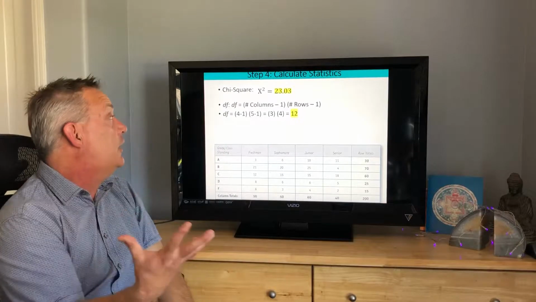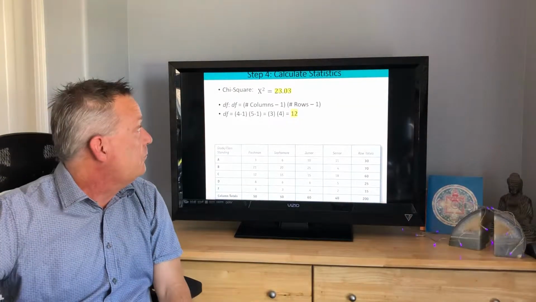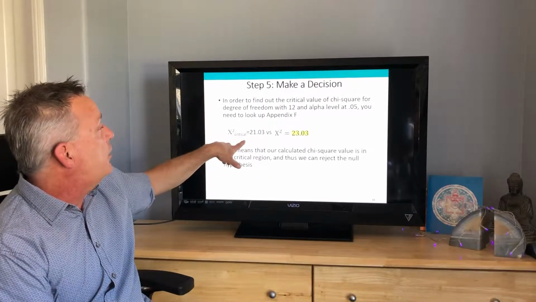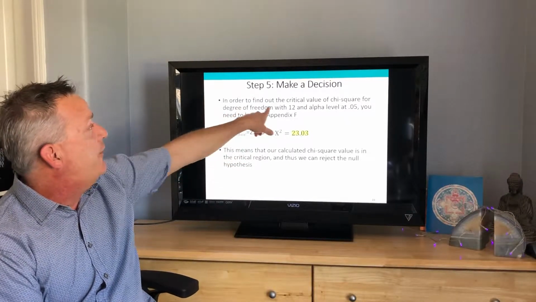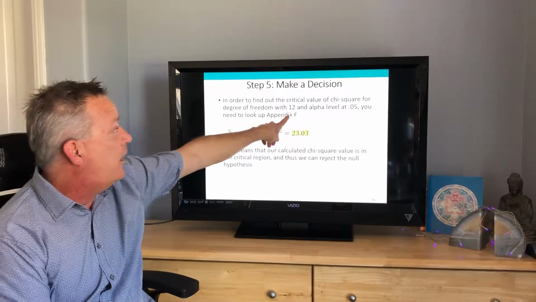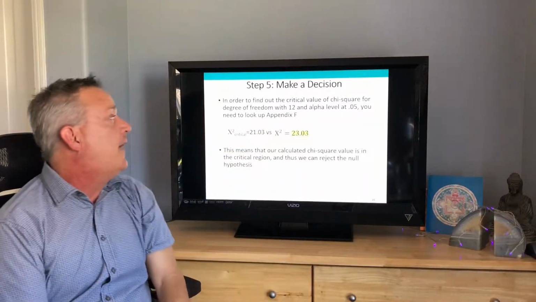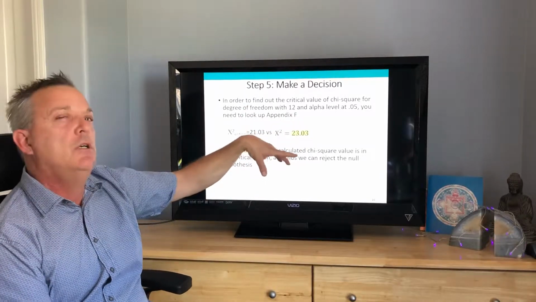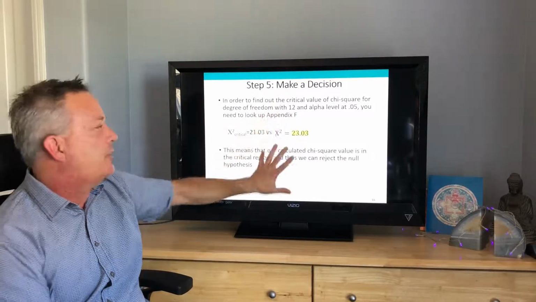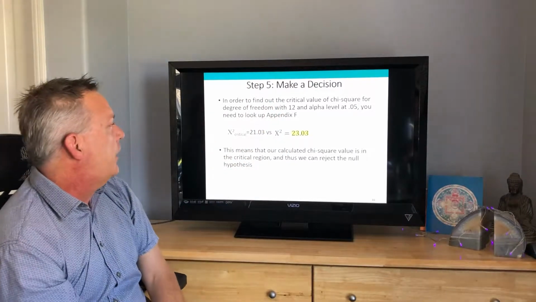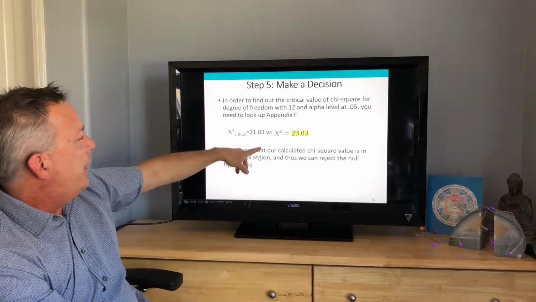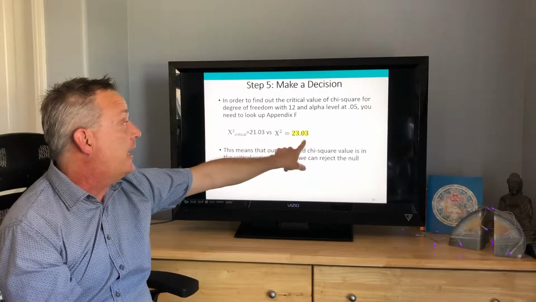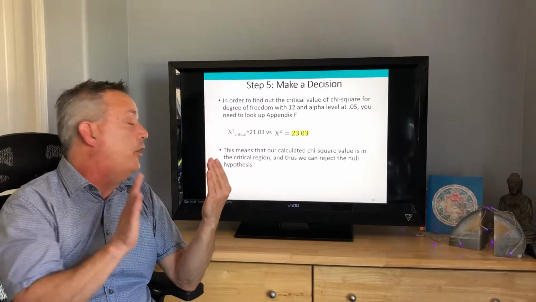What we will do is look up that value to find our critical value, our chi-square critical value. And so in order to find the critical value of chi-square for the degrees of freedom of 12 and alpha level at 0.05, you need to look up in Appendix F this time. It's pretty simple when you look it up, so I didn't actually put the appendix up here. You'll quickly see that at 0.05, the critical value is 21.03, and our chi-square value is 23.03.